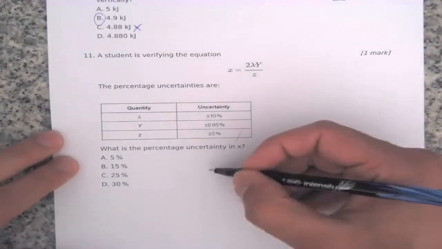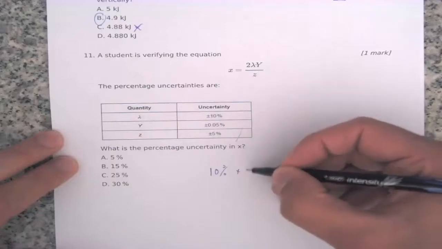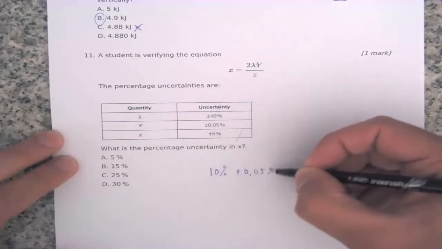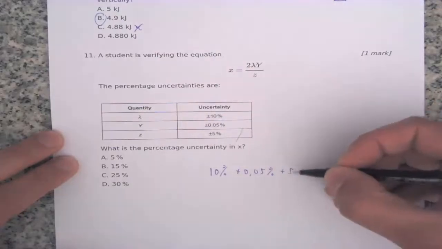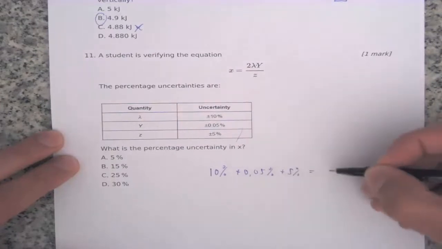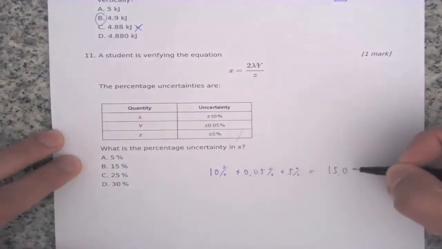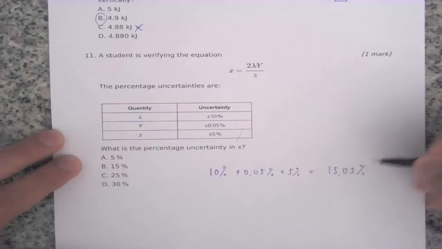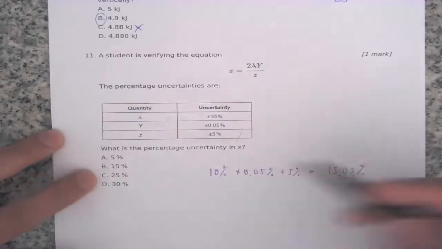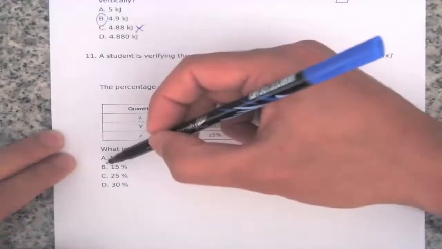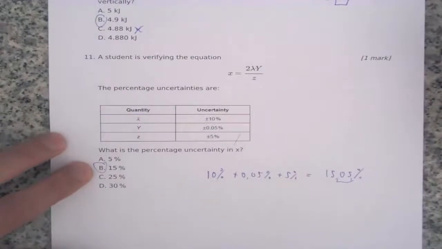So we have lambda 10% plus y 0.05% plus z 5%. So this will give you an answer of 15.05%. Of course, this is insignificant for us. Here you don't have any other answer close to it apart from B.